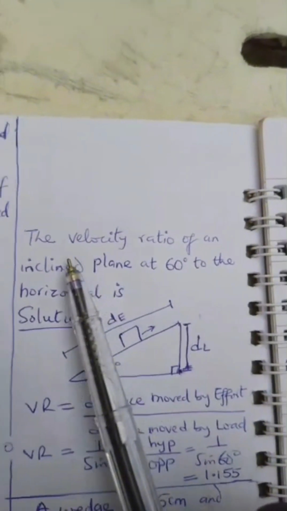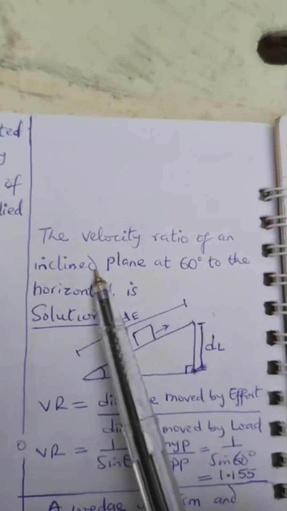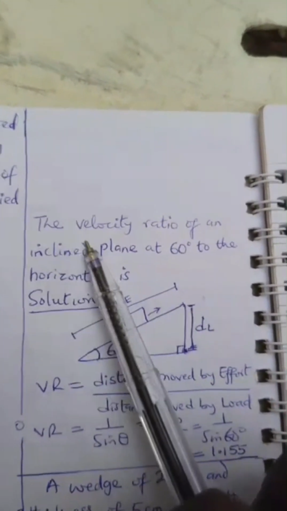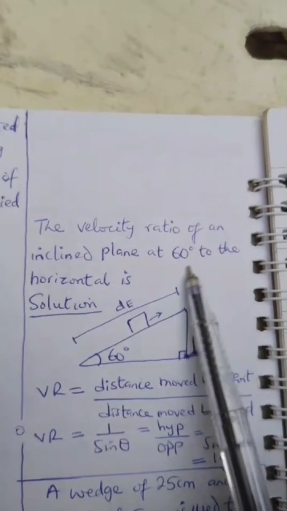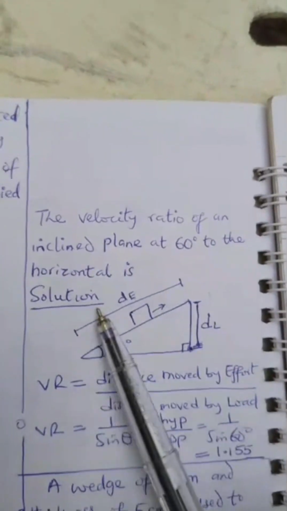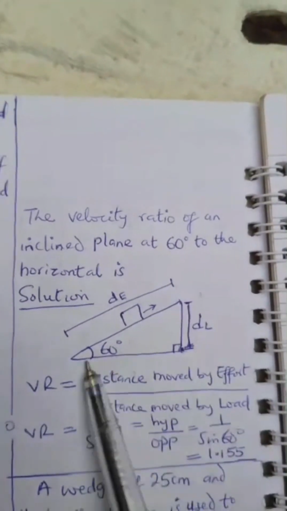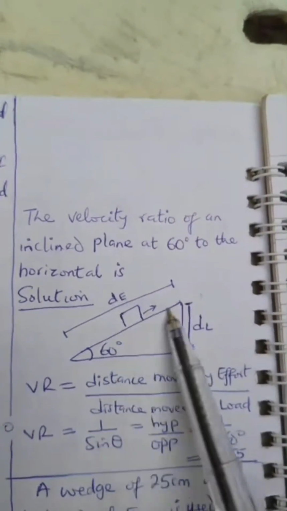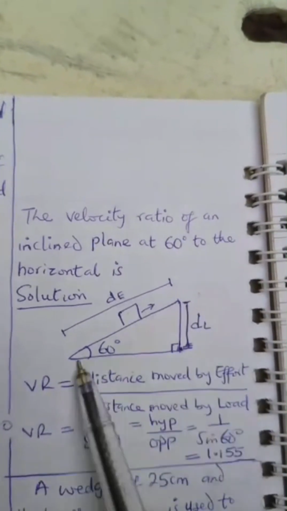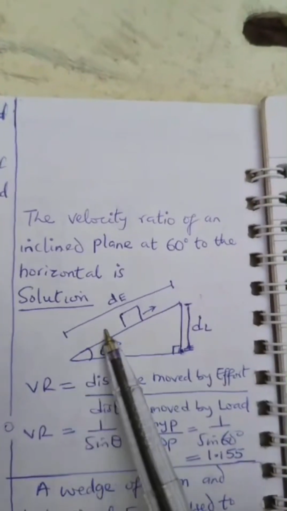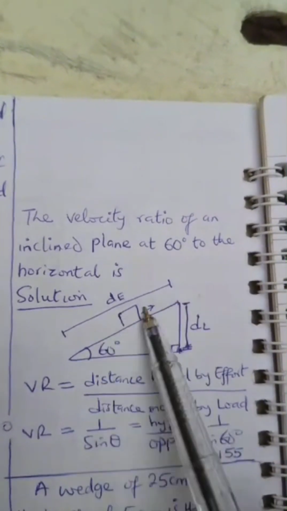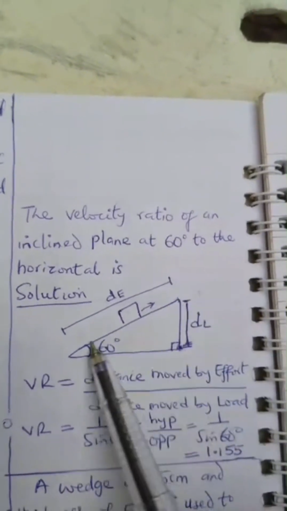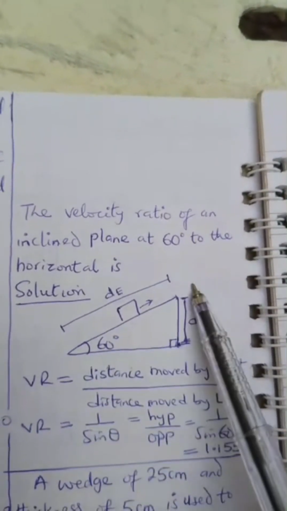We have a question that says the velocity ratio of an inclined plane at 60 degrees to the horizontal is what? So the sketch of that is something like that, an inclined plane. Okay, so this is the load. It's a slope that helps us to move a load. You can usually roll a drum, like rolling a drum to the back of a truck. So it's easier to roll over this inclined plane.